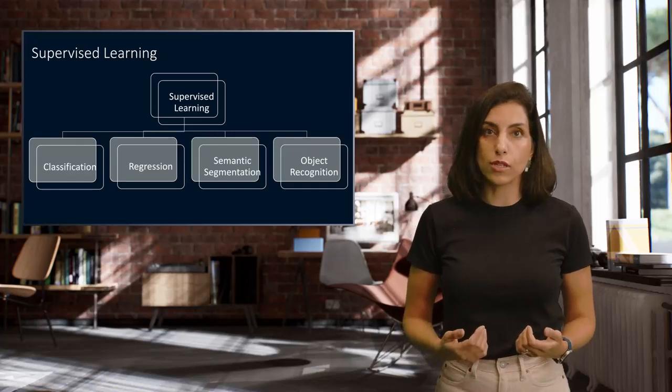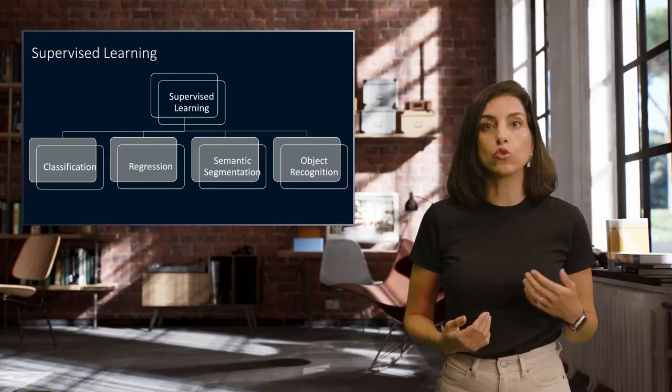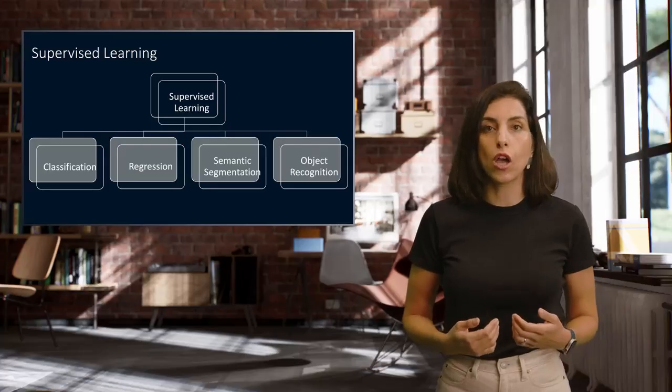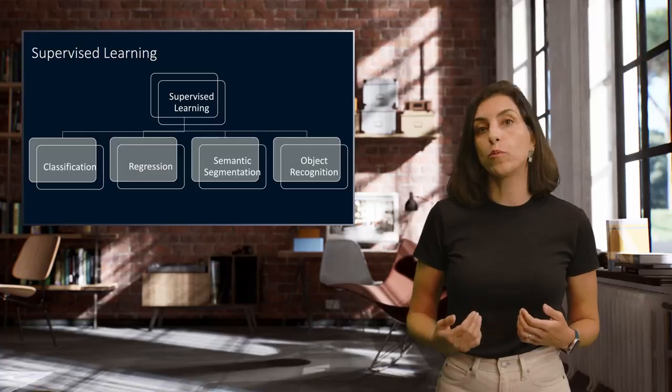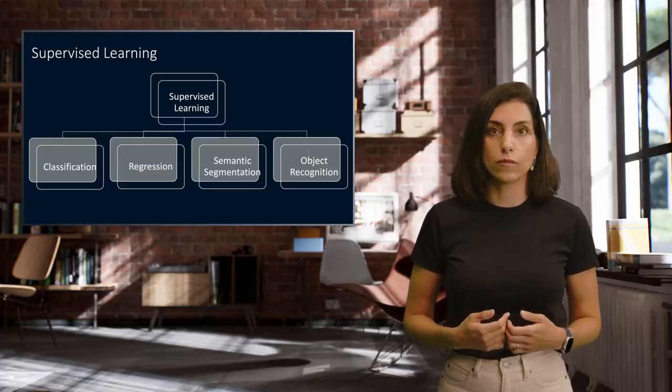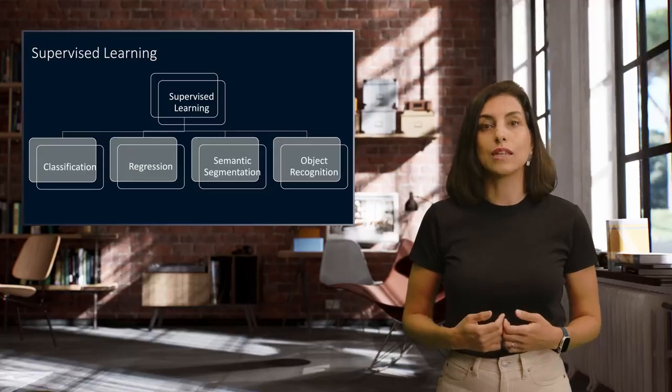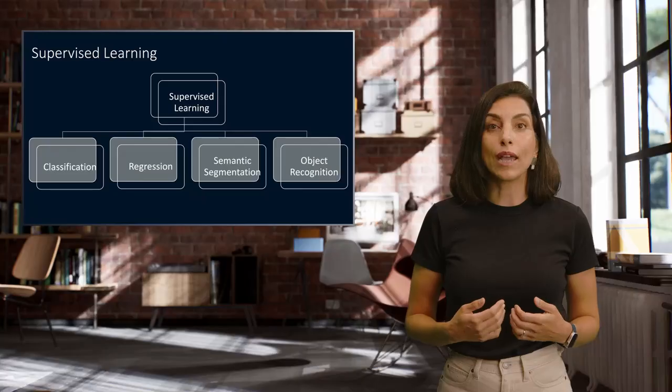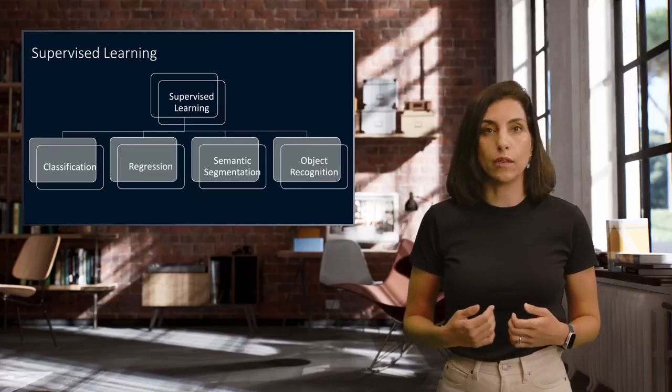Semantic segmentation is about assigning a label to every pixel in an image, identifying different objects or regions. Object recognition is identifying and locating objects within an image.